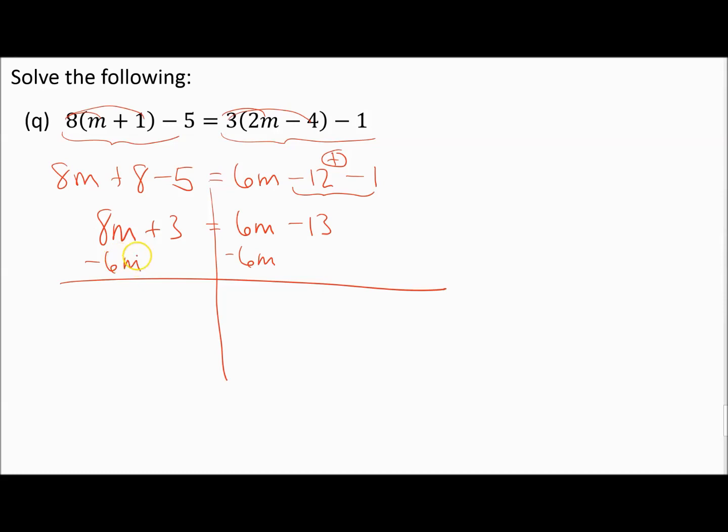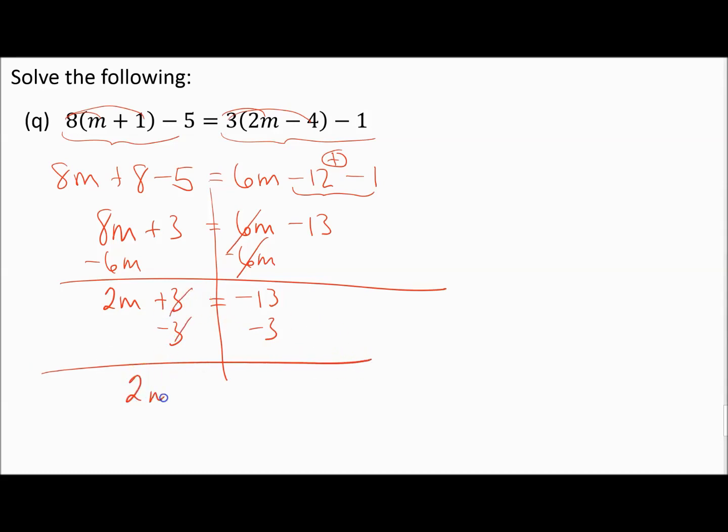So 8m minus 6m is 2m, plus 3 equals, and the 6m minus 6m cancels, minus 13, right? So now I have a two-step problem. I've got to get rid of that plus 3, so I'm going to subtract 3. Then I've got to get rid of that multiply by 2, so I'll divide by 2. So I subtract 3 here, subtract 3 here.